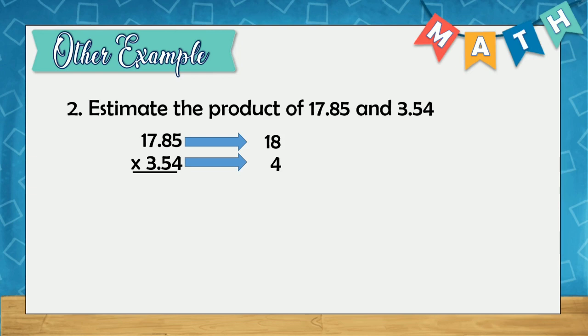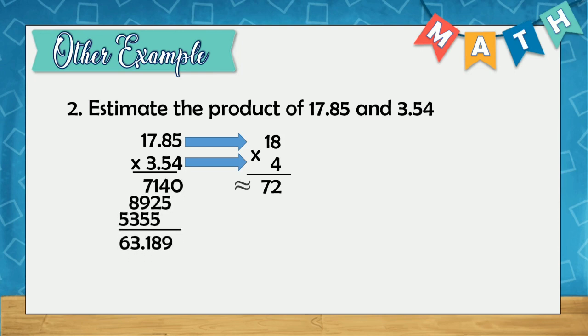Then we're going to multiply the rounded numbers. We have 18 times 4 is equal to 72 as an estimate. If we are going to multiply or compute the numbers with decimals, we can see that our estimate is closer to the correct or accurate answer.